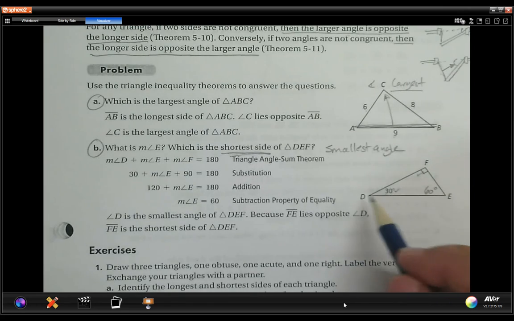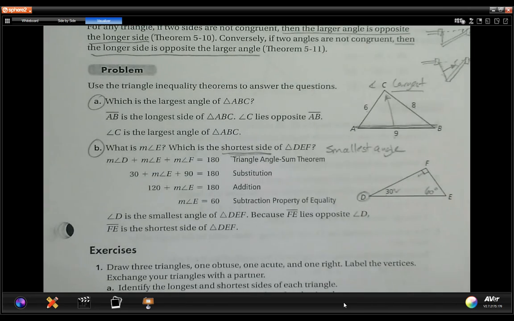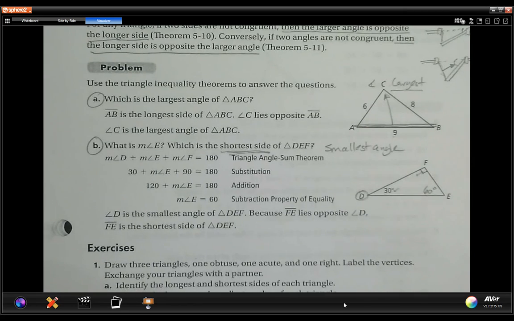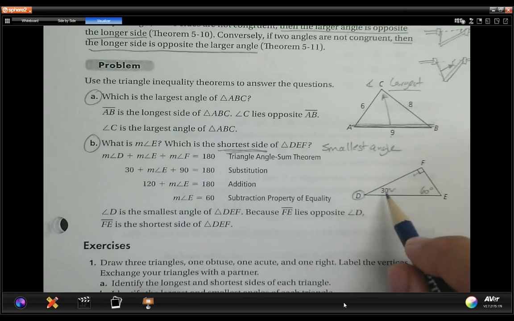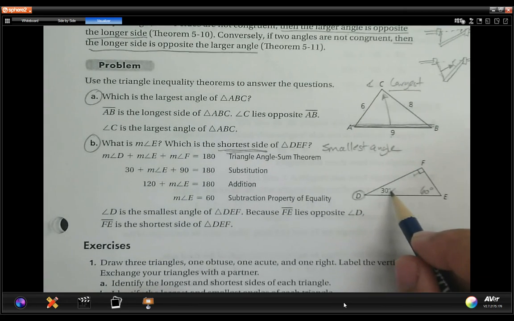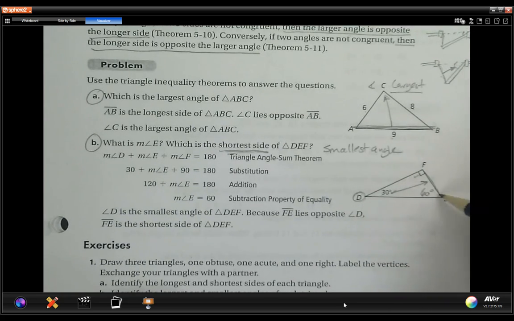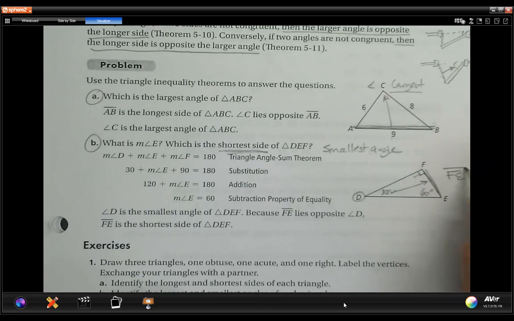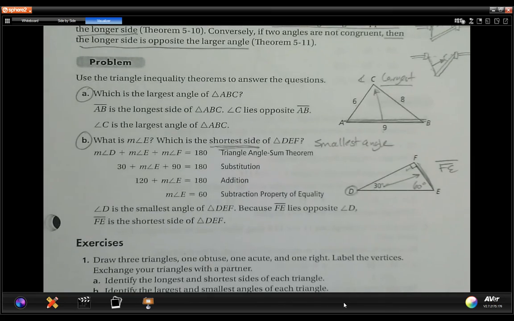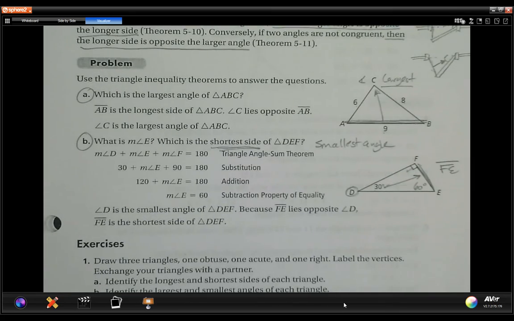Well, it's right here, right? It's angle D. So what is the shortest side of this triangle? Well, the shortest side has to be across from this angle, remember? So it has to be this side right here, which we would say is side FE, okay? So side FE would be the shortest side of that triangle.